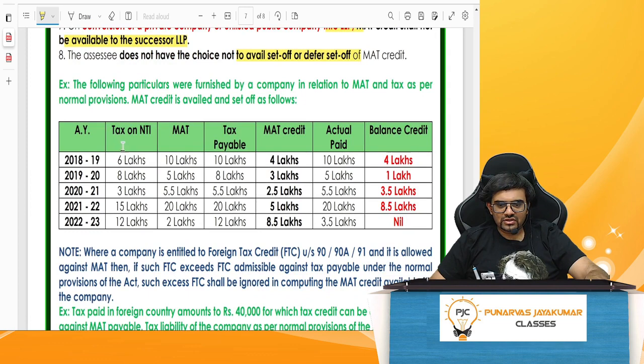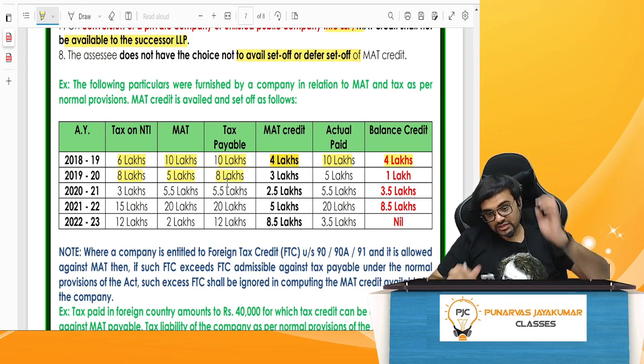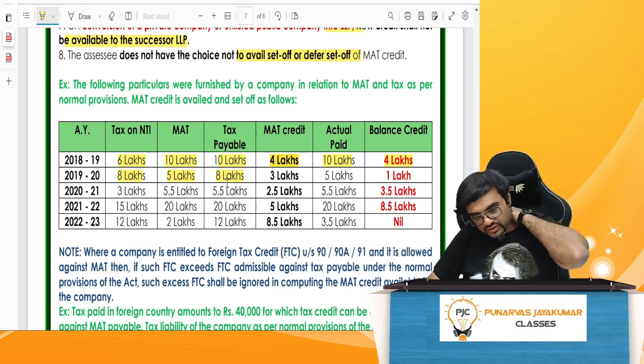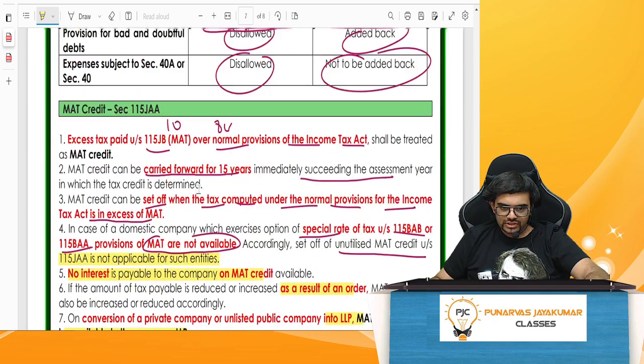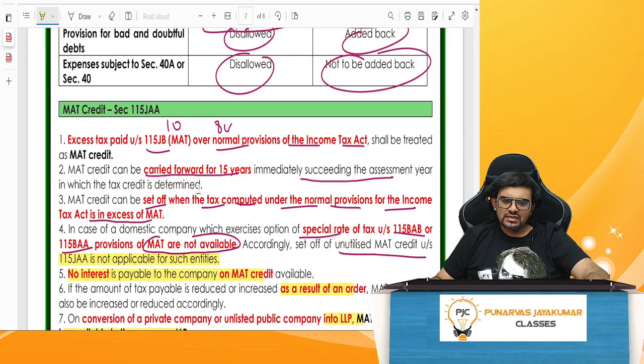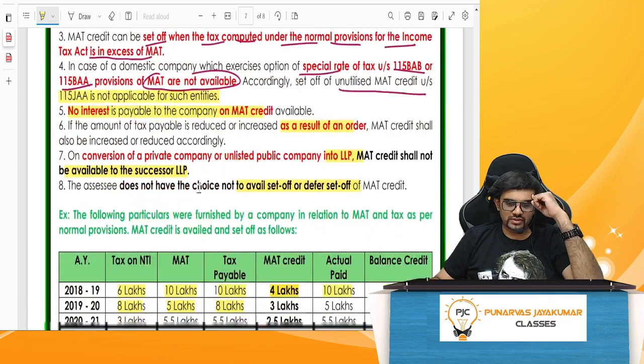Examples. Tax on normal is 6 lakh, MAT is 10 lakhs. Tax payable, whichever is higher, is 10 lakhs. So do you get credit of 10 minus 6? Yes, 4 lakhs. Actually paid 10 lakhs, balance credit 4 lakhs. Next year, 8 lakhs is normal tax, 5 lakhs is MAT. What will you pay? 8. You see here: excess tax paid under section 115JB over normal provisions of income tax.